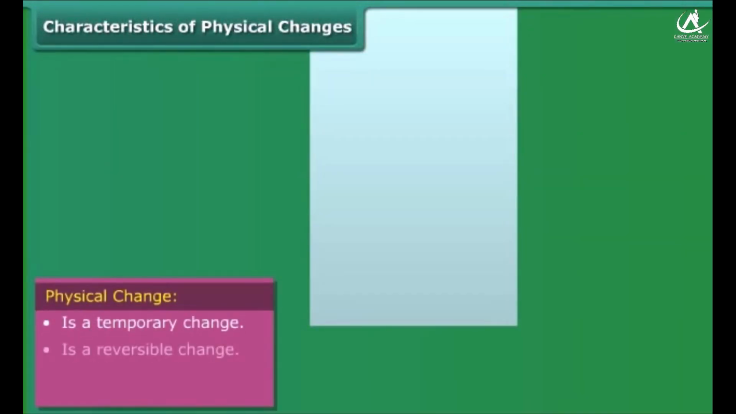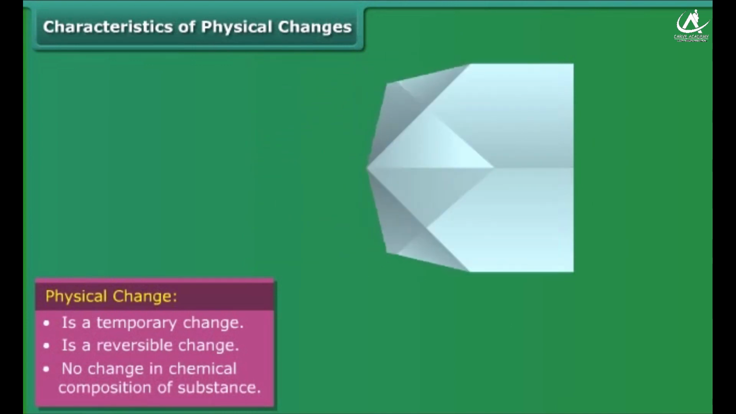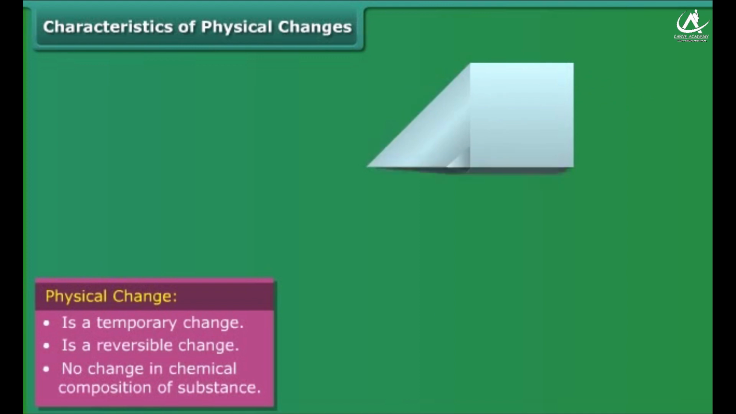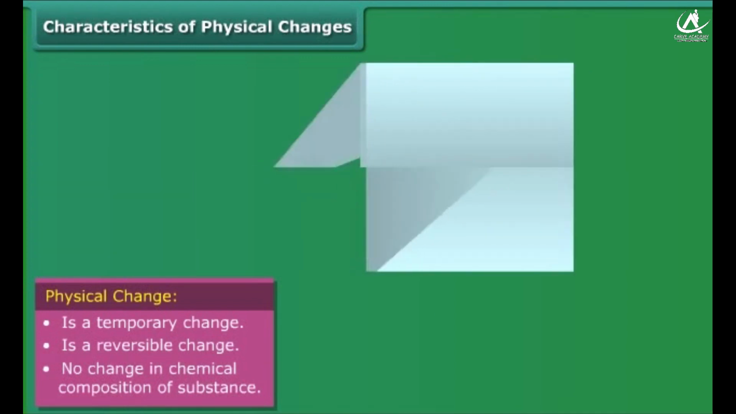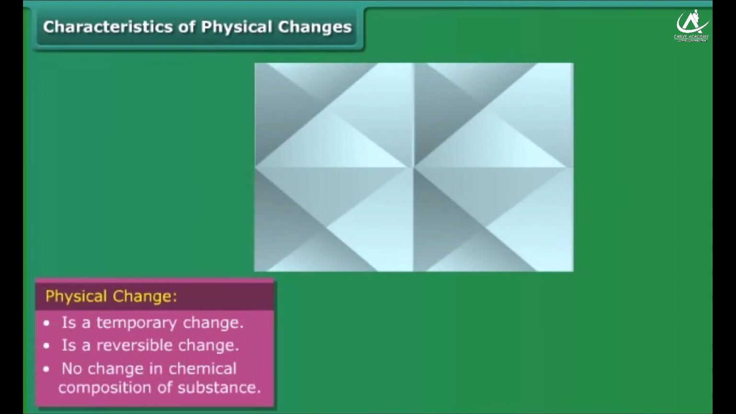Take a piece of paper. Fold it to make a paper aeroplane. There is a change in its size, but we can unfold this piece of paper back to its original size and shape. So, it is a reversible change. Also, in this process, chemical composition of the paper remains the same.